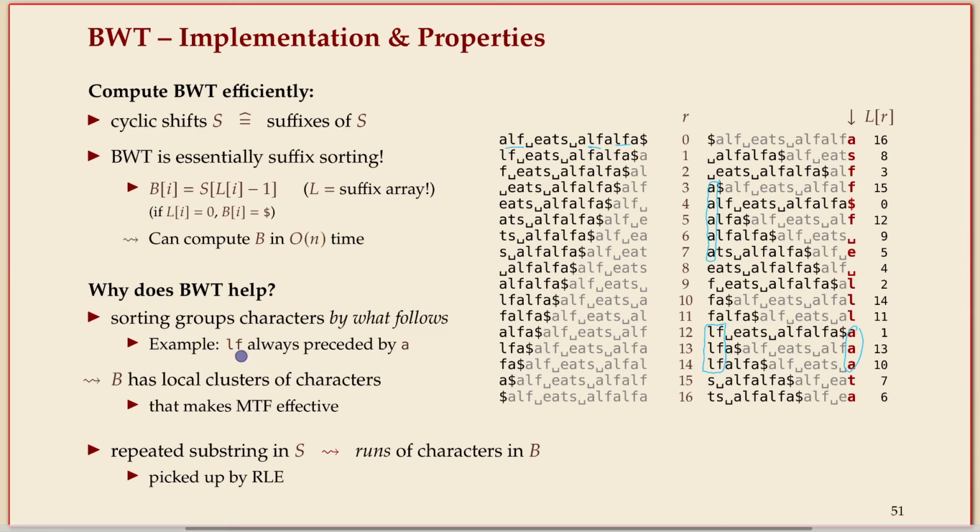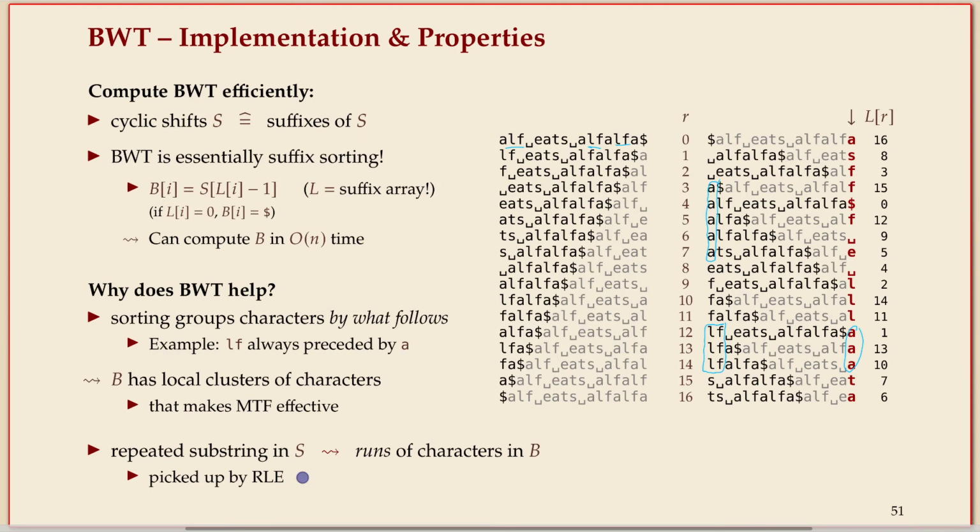So in a sense, what the BWT achieves is it groups characters by their context, what follows them in the text. And if there's a character followed by the same things, then it will appear as a cluster. And these local clusters of some characters being much more likely than others, this is what then is picked up by the move to front heuristic. That will mean that the move to front output has mostly small numbers in a vague sense.